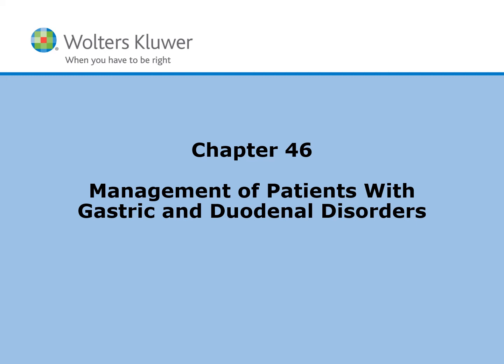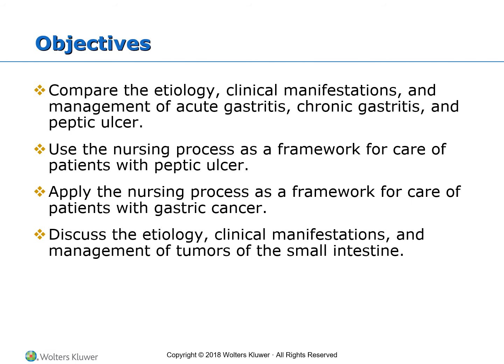You're listening to the lecture on management of patients with gastric and duodenal disorders. Objectives are to compare the etiology, clinical manifestations, and management of acute gastritis, chronic gastritis, and peptic ulcer disease. Use the nursing process as a framework for care of patients with peptic ulcer disease. Apply the nursing process as a framework for care of patients with gastric cancer. And discuss the etiology, clinical manifestations, and management of tumors of the small intestine.